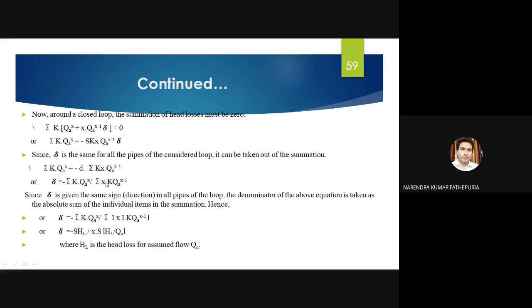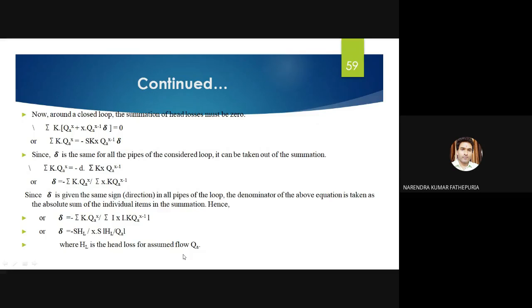It can be taken out of the summation, and then you can further solve it and finally get the Delta value. Delta is equal to minus the summation of K into QA to the power X, divided by the summation of X into K into QA to the power X minus 1. Delta has the same sign; it is the directional characteristic. You have to see the flow directions, negative and positive. I will go into detail. In all types of loops, the denominator of the above equation is taken as the absolute sum of all the individual items in the summation, so it will finally become positive.